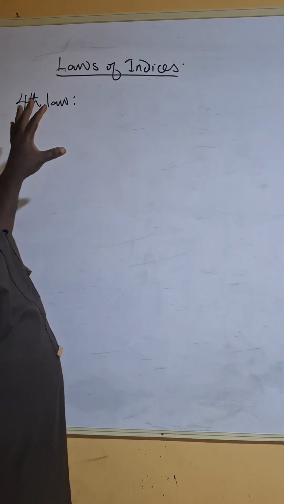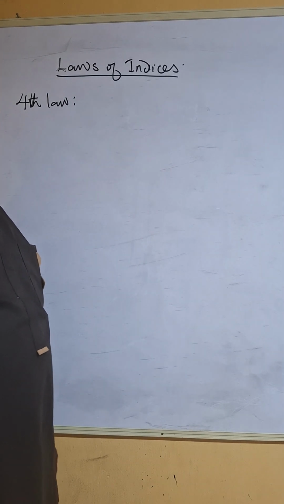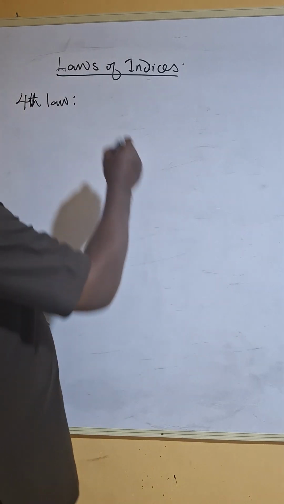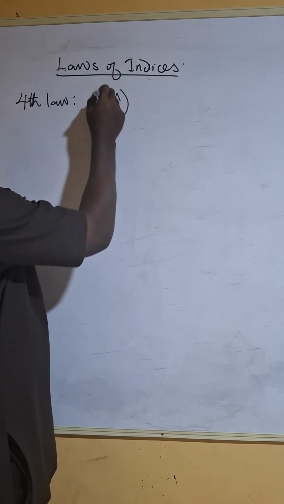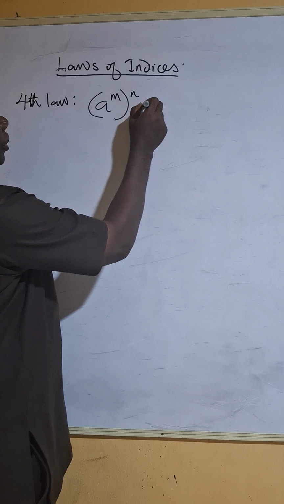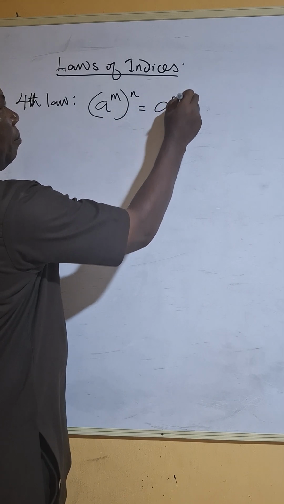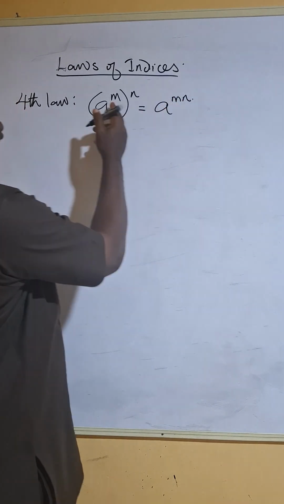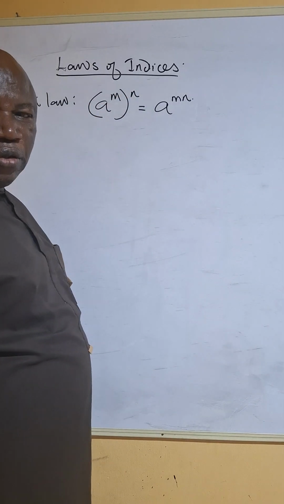We want to consider the fourth law of indices. The fourth law of indices states that a raised to power m, into bracket n, is the same thing as a raised to power mn. You multiply m and n. You use the one inside to multiply the one you have outside.